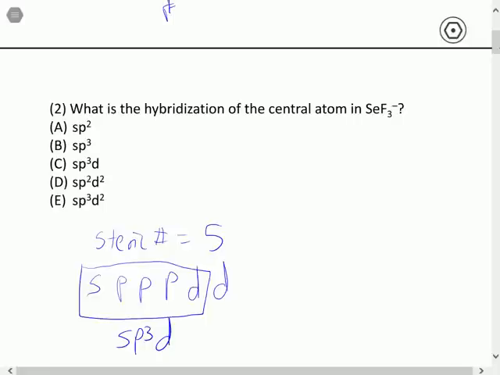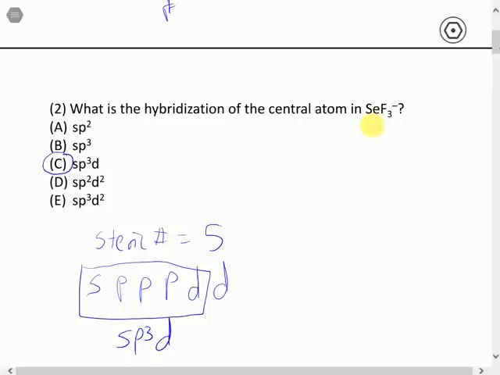Okay, so that's all we need to do to be able to figure out hybridization. If you can count and you can remember sp, sp2, sp3, sp3d, sp3d2, then you can figure out hybridization. So it's not that difficult. Understanding what hybridization is and why it occurs is, of course, more complex. But most of the test questions are just going to be identifying hybridization. So that would be choice C.